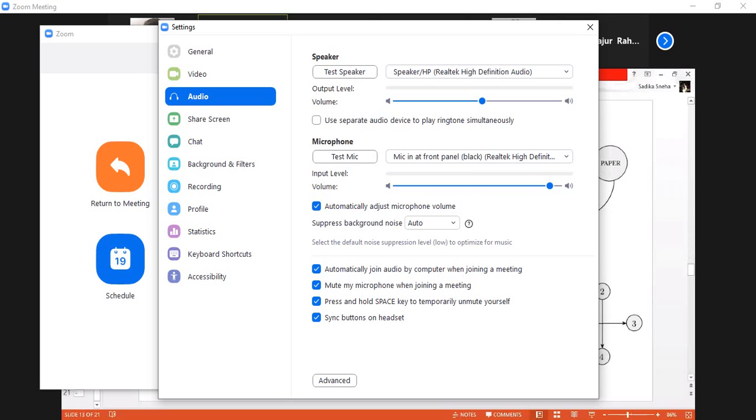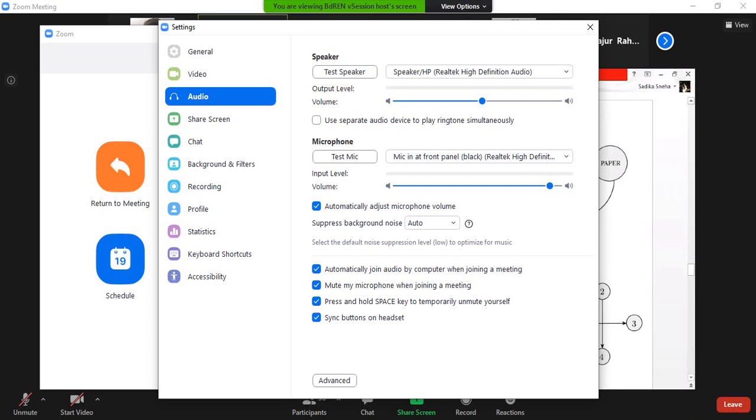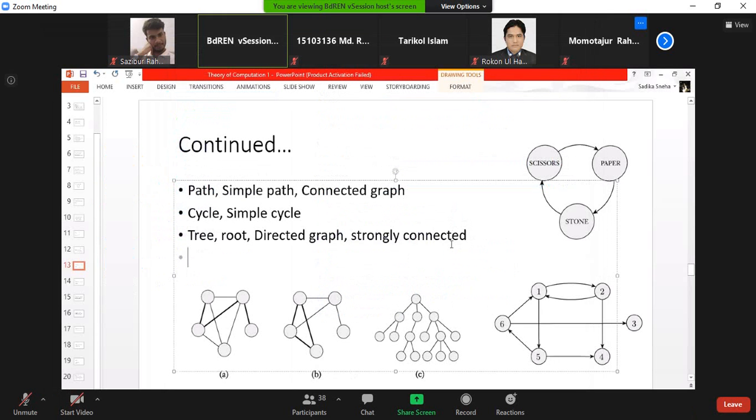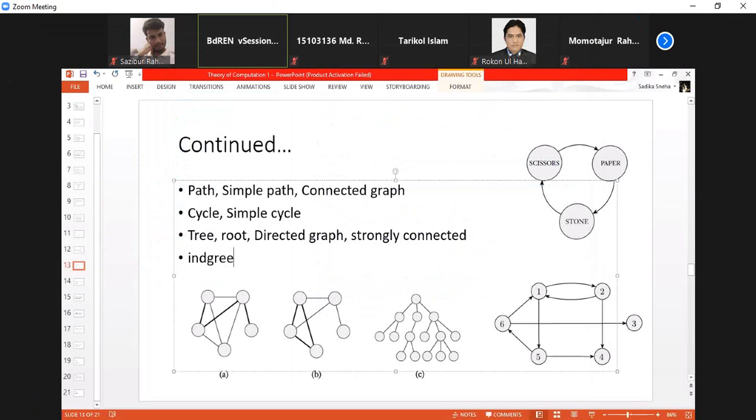Okay, so we have talked about degree, the number of edges of a node. Now, as there is a direction involved here, there are two types of degree. One is in degree. What is in degree? It is the number of incoming edges.